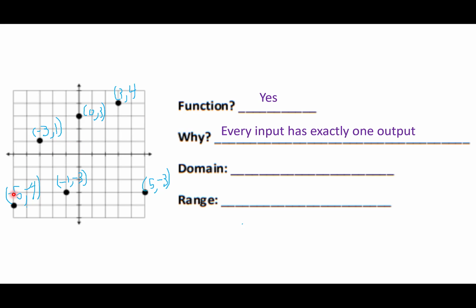All right, so again, domain, I'm going to work from left to right and list out all my x values. So we've got -5, -3, -1, 0, 3, and 5. And my range, I'm going to go from the bottom to the top. So I get -4, -3, 1, 3, and 4.